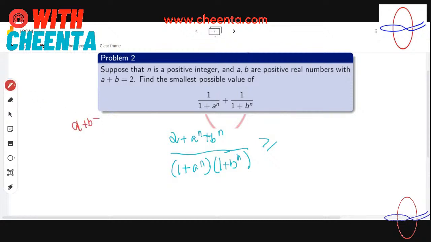a plus b is equal to 2, what information does it give? a, b are positive numbers. So what information does it give now? Think about it. Yeah, you're right. Its answer is 1, Tisha.